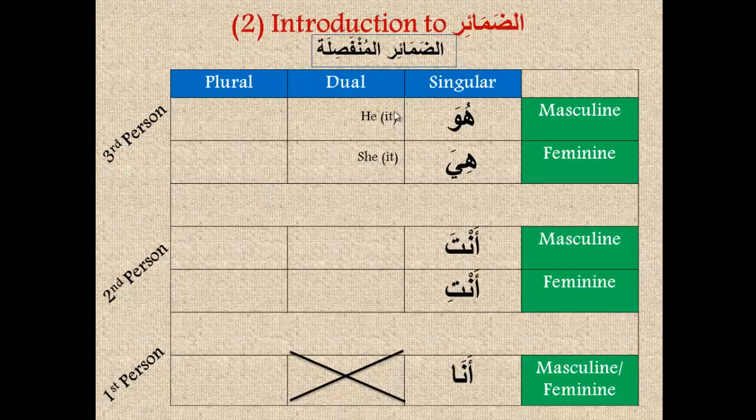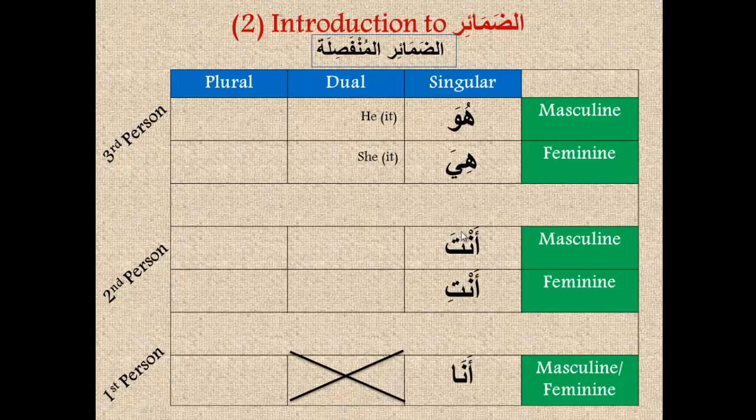Now, I have parentheses around the word it behind he and she, and that's because, remember, in Arabic, everything has a gender. Everything, including inanimate, non-human, dead objects. All of these things have gender, so we refer to them as huwa and hiya in Arabic, but of course in English we say it. We don't say he or she. We don't describe a rock as he or she, we say it. But in Arabic it would be huwa or hiya.